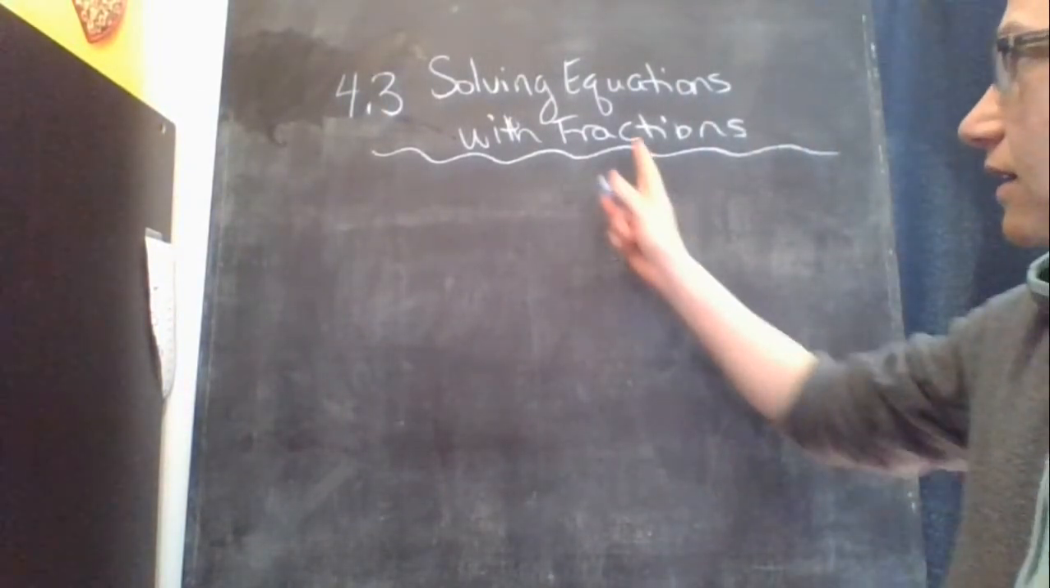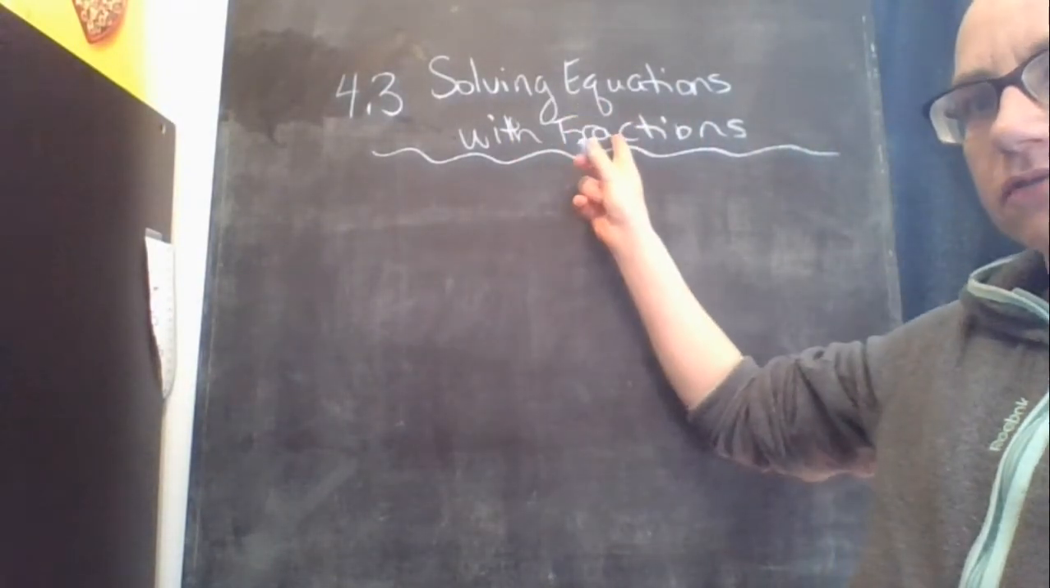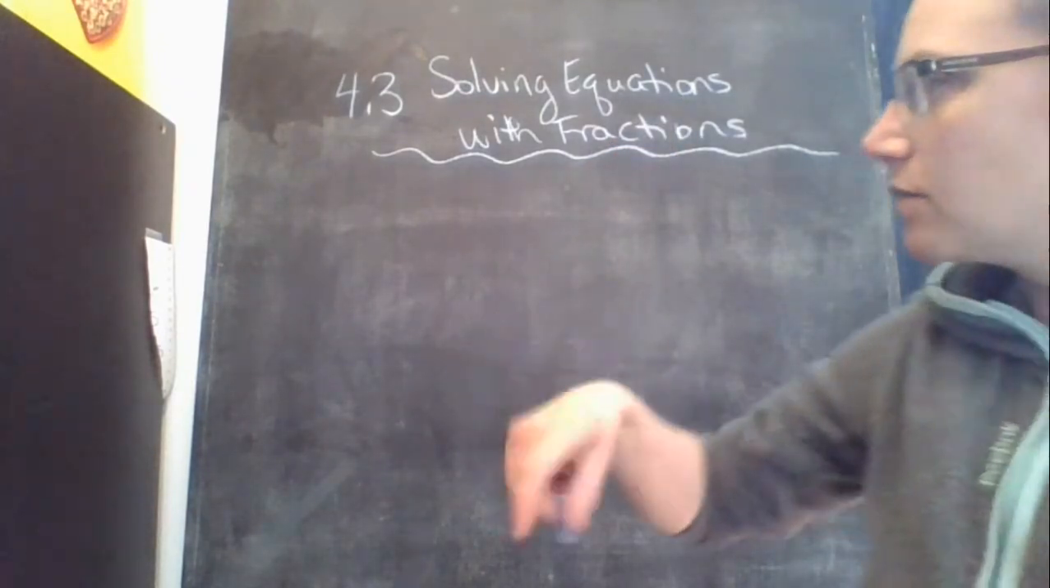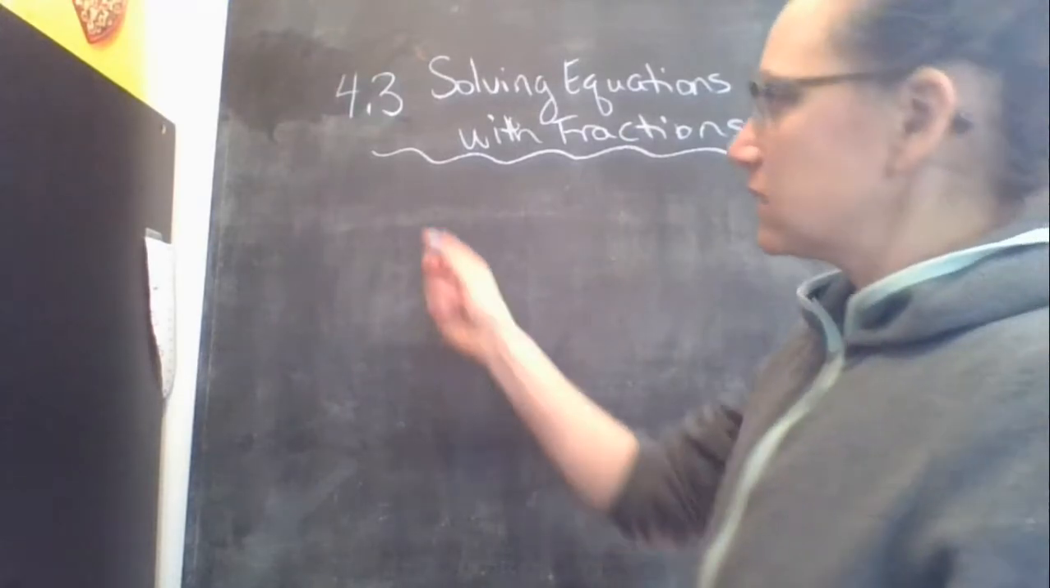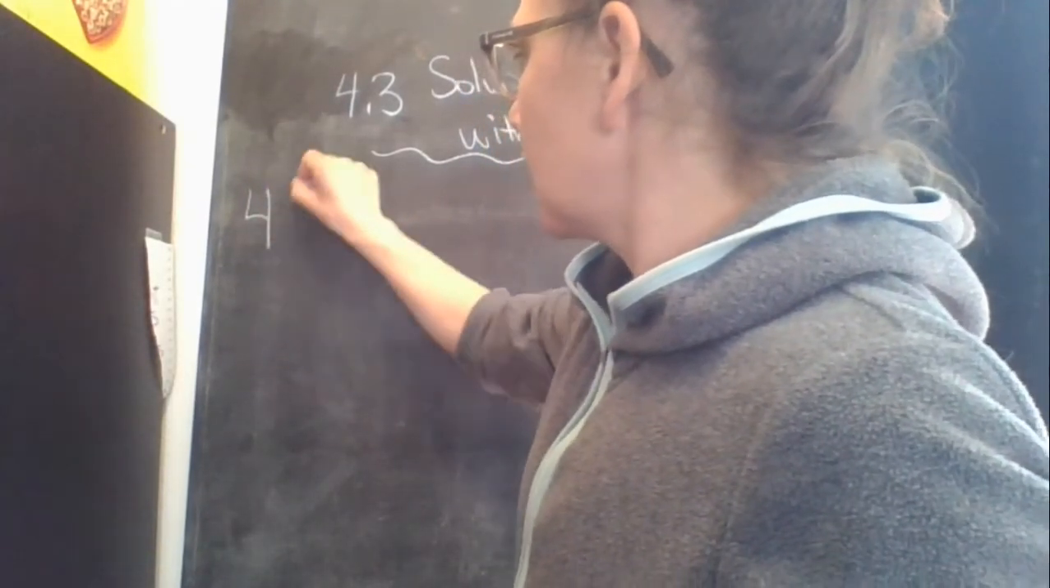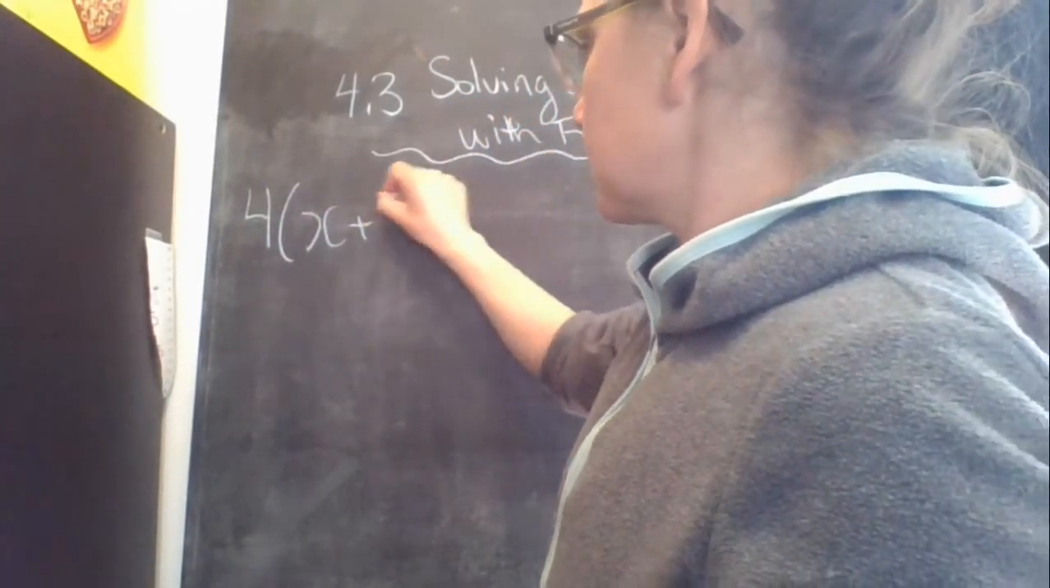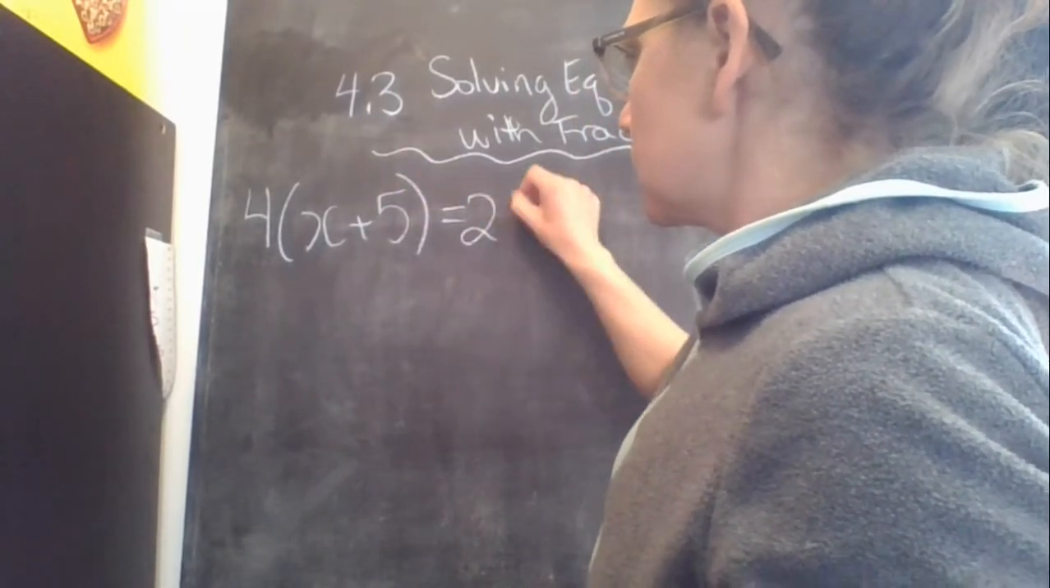Okay, let's look at solving equations, and this time we're going to put some fractions into a bunch of them. Before we get into those, let's recap some of the stuff we've already learned that we need to know. So let's look at how I would solve 4(x + 5) = 20.